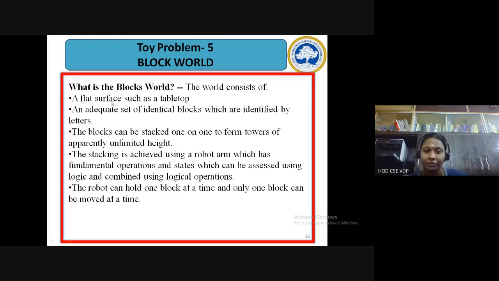So you have a flat surface, which we consider a tabletop, and an adequate set of identical blocks which are identified by letters. The blocks can be stacked one on one to form towers of apparently unlimited height. The stacking is achieved using a robo arm. So you're not going to pick and place it; you have a robo arm which is going to pick and place. The operations will be performed by the robo arm. And finally, the robo arm can hold one block at a time, and only one block can be moved at a time, right? So this is the constraint as well as the problem statement.